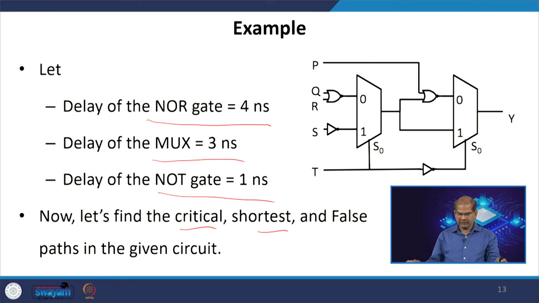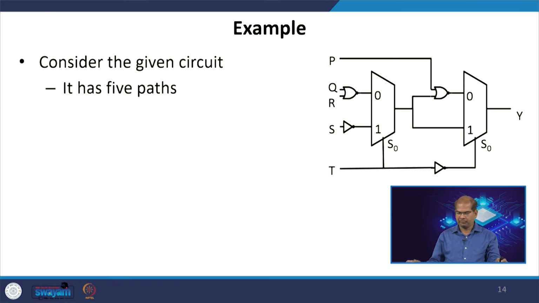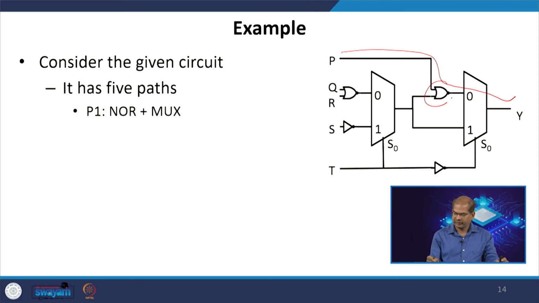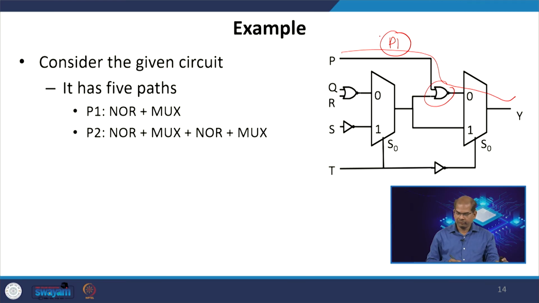So, how do we do that? We will see what paths exist here. This is the path 1, which is having a NOR gate and a MUX delay. So, this is P1. Then P2 is a NOR gate, multiplexer, again NOR gate and a multiplexer. So, this is P2.